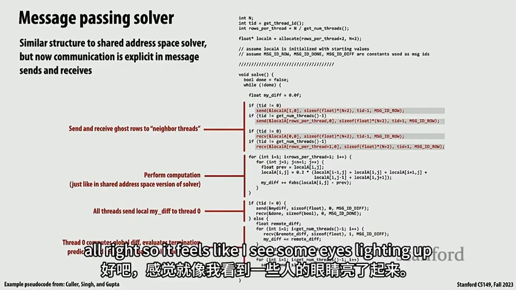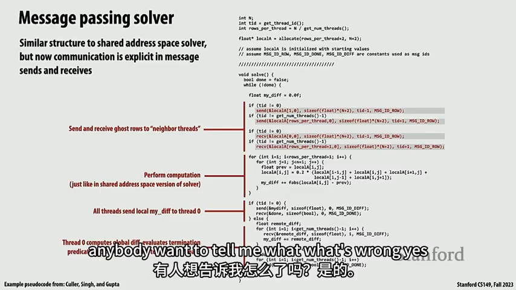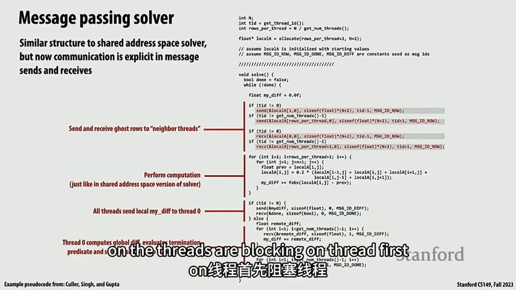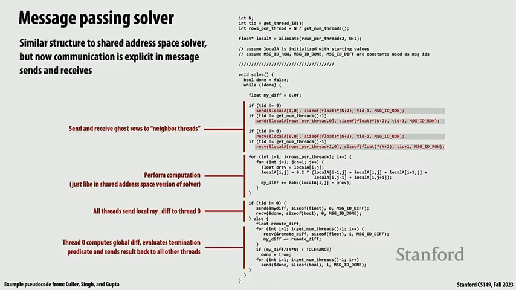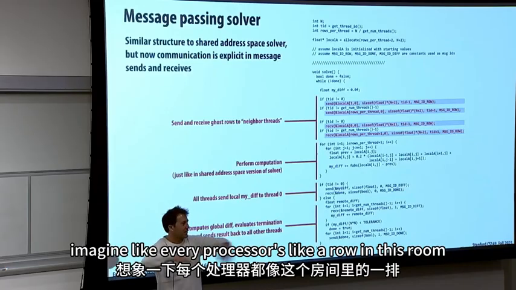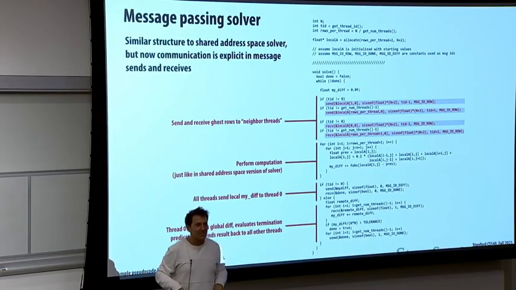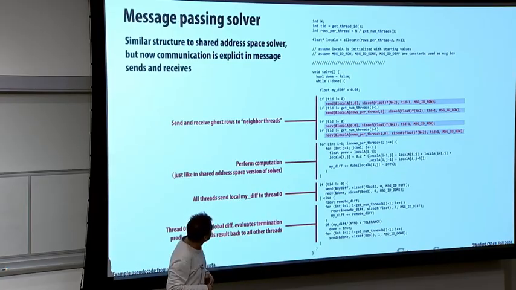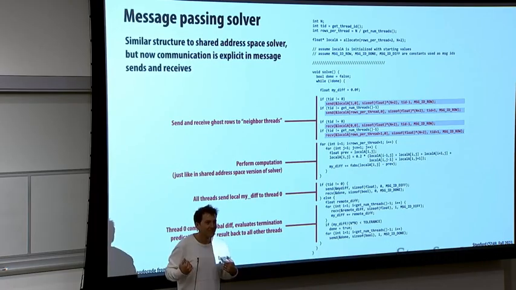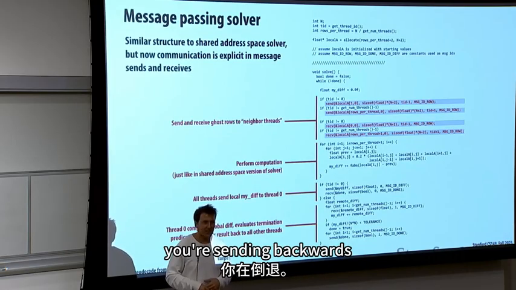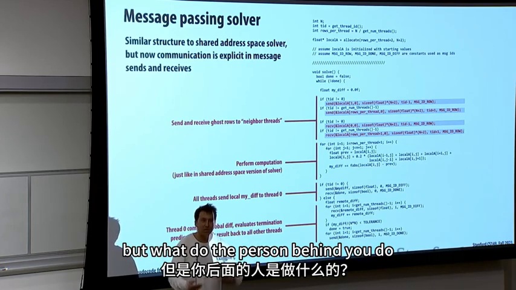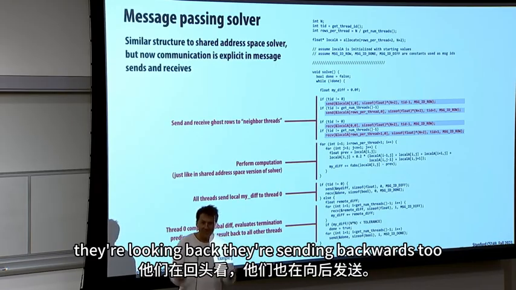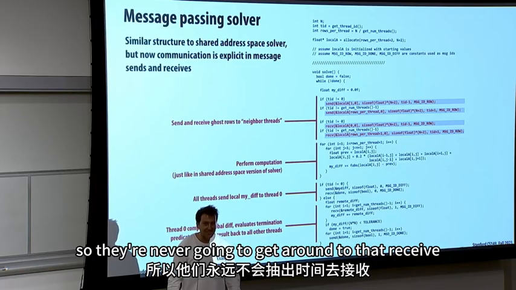All right. It feels like I see some eyes lighting up. Anybody want to tell me what's wrong? Yes. All the threads are blocking on send first. So imagine that every processor is like a row in this room. The first thing all of you do is you send backwards. Your send will complete when the person behind you acknowledges or makes a matching receive. But what did the person behind you do? They're sending backwards too, so they're never going to get around to that receive.